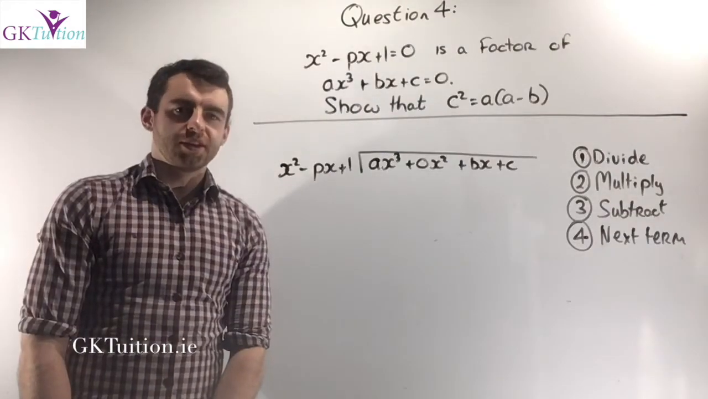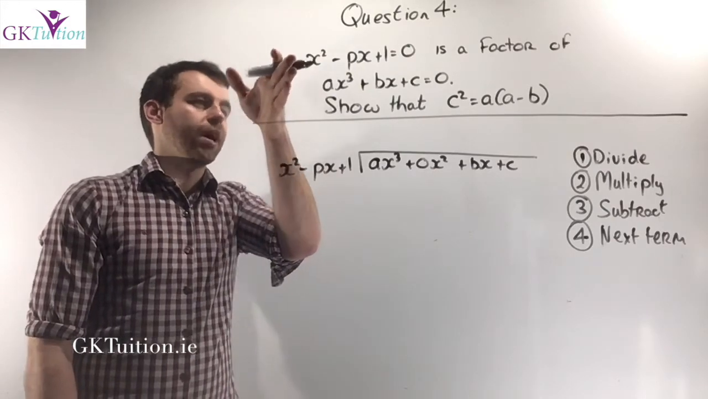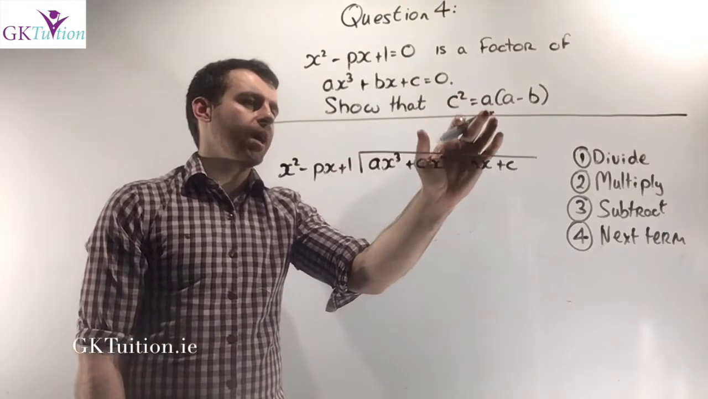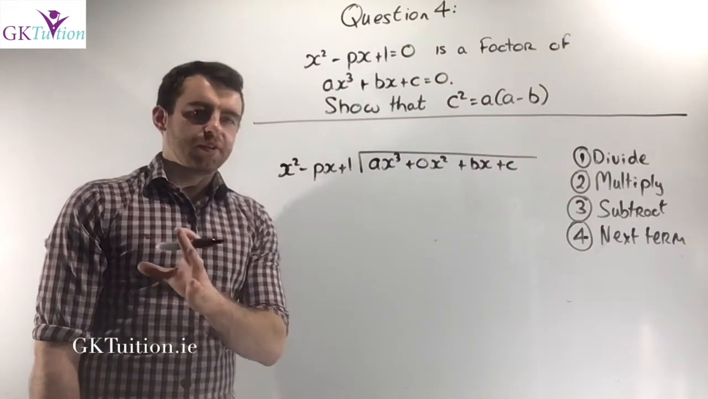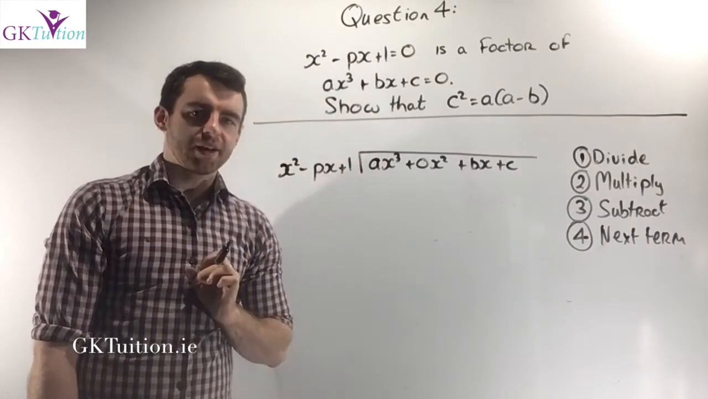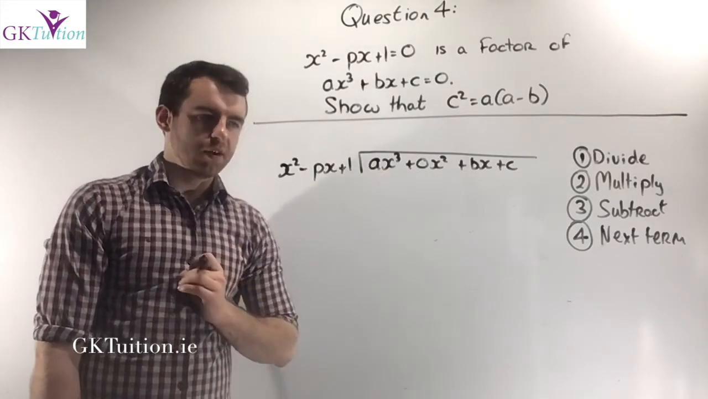Okay, the fourth question and the last one we're going to look at in this video is this: we're given a quadratic which is a factor of a cubic, and this time we need to show that c squared is equal to a times a minus b. So it's the exact same as the previous questions. Once again, you should notice in your cubic that there was no x squared term, so you have to add in a 0x squared when you're writing out your long division.